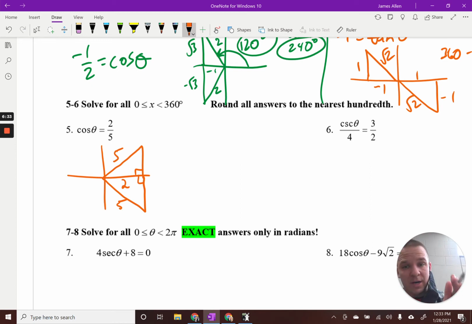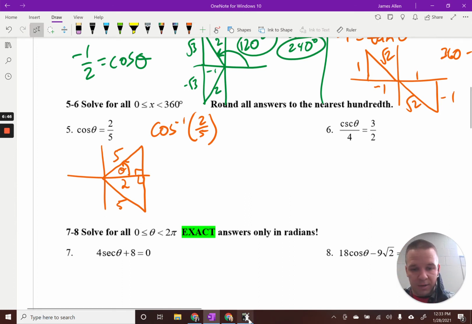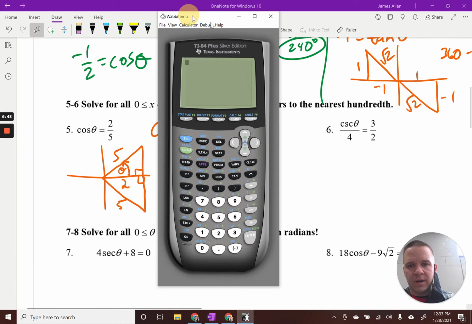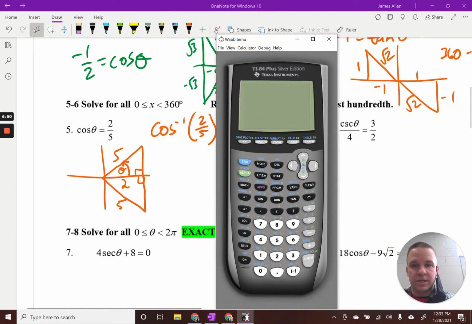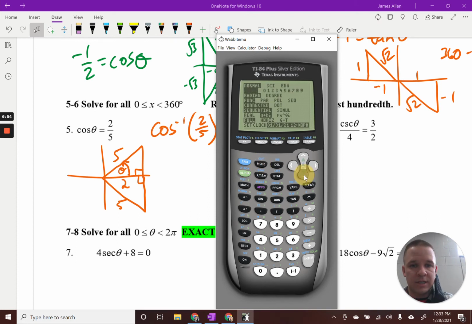But I'm going to use my calculator here. I'm going to do the cosine inverse of 2/5. That'll give me this angle right here, which is also my reference angle. So let's pull up the calculator here. It's asking for it in degree mode, right? So it says solve for all between 0 and 360. So I'm going to have to change my mode, make sure it's in degree. Otherwise, I'll be getting radians. All righty, let's get back to it.